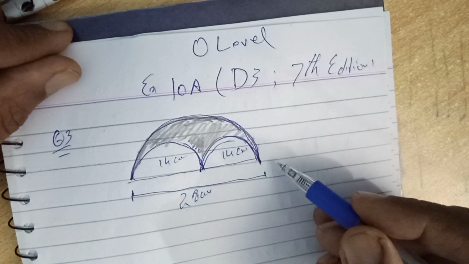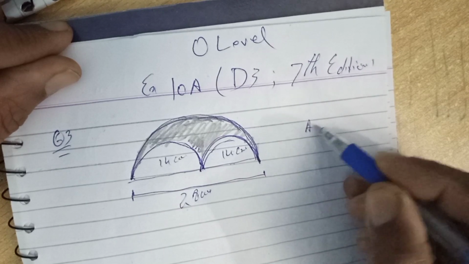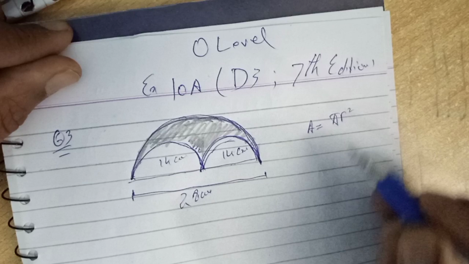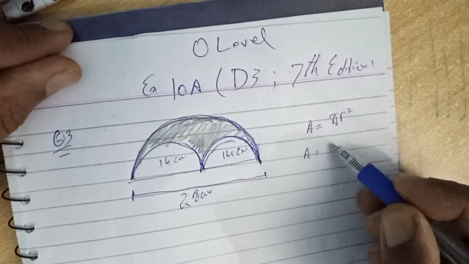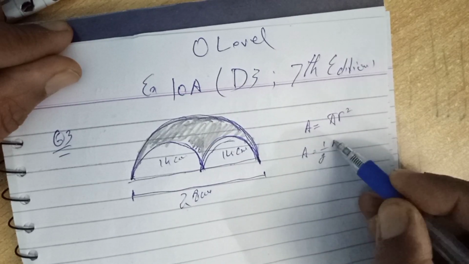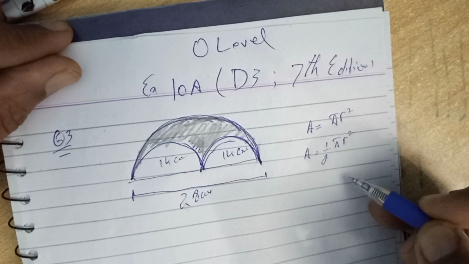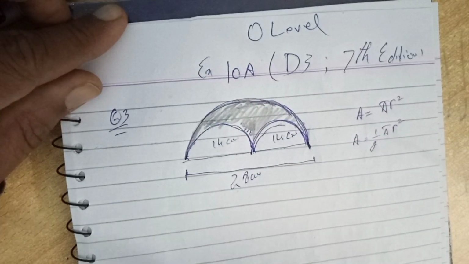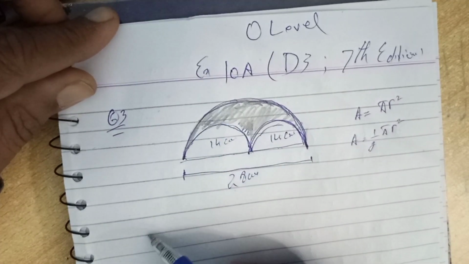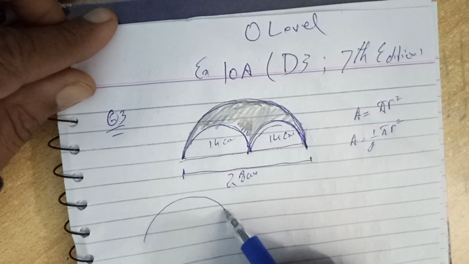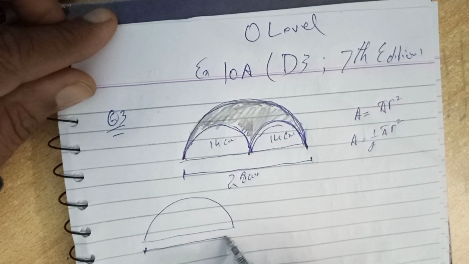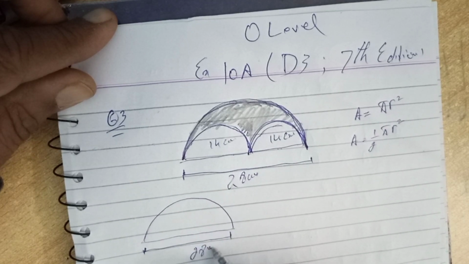If you know the area of a circle, it is pi r square. And what is the area of a semicircle? Semi means half circle. It has area 1 over 2 pi r square. First I will find the area of this big semicircle. It has diameter equal to 28 centimeter.